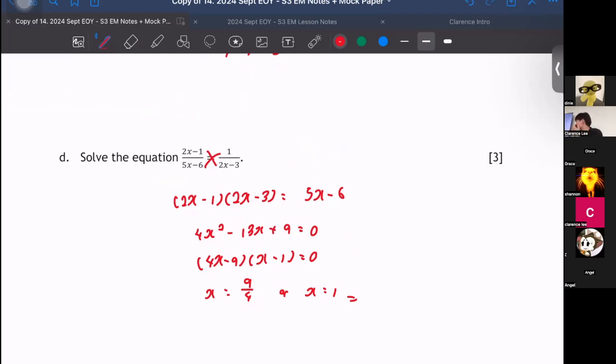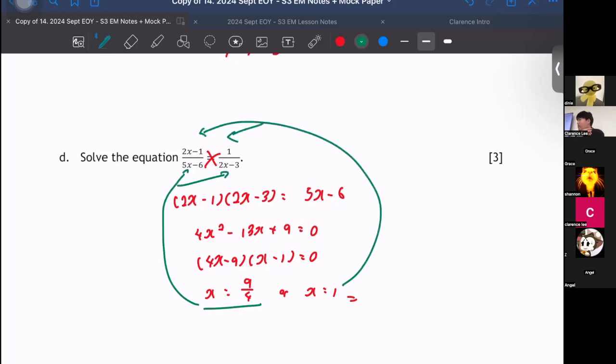Take note for this, once again, if you want to check your answer, let's say you got a lot of time in the exam. You sub this value into your left-hand side, right-hand side, they must be the same. You sub this value into my left-hand side, right-hand side, they must also be the same. This is how you check your answers in the exam. Okay? But if you're struggling to finish your paper, then it's fine. I don't need to do this step.